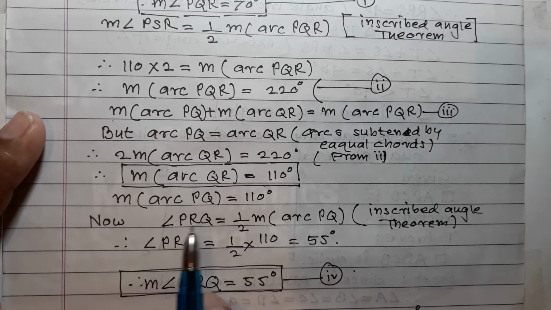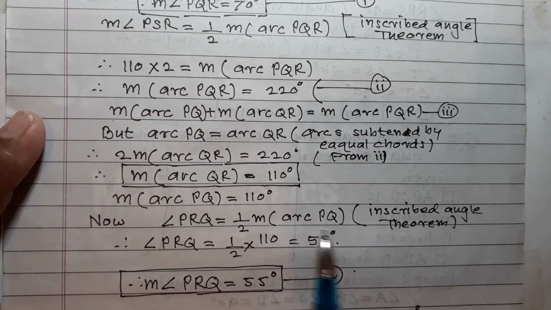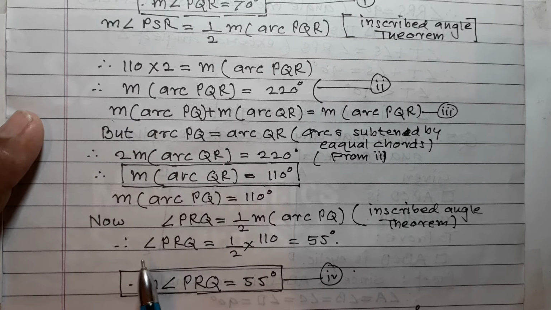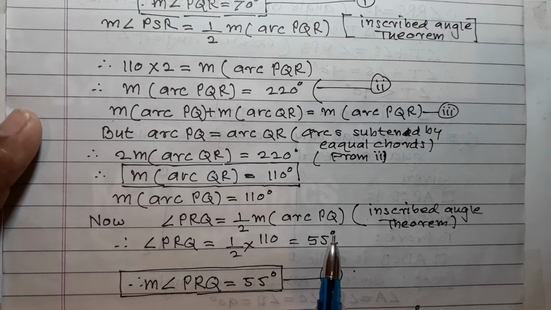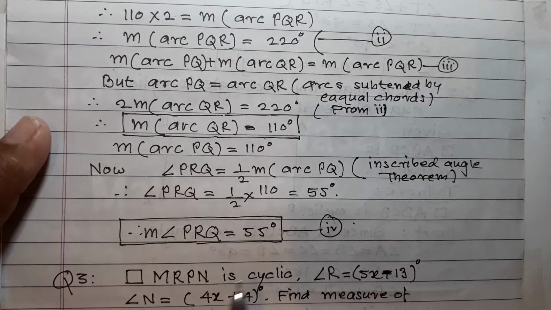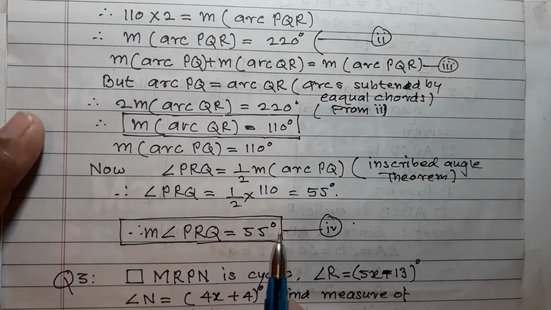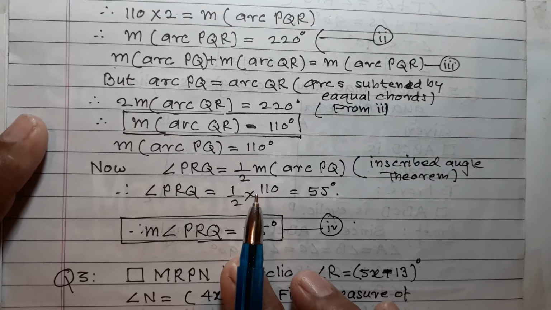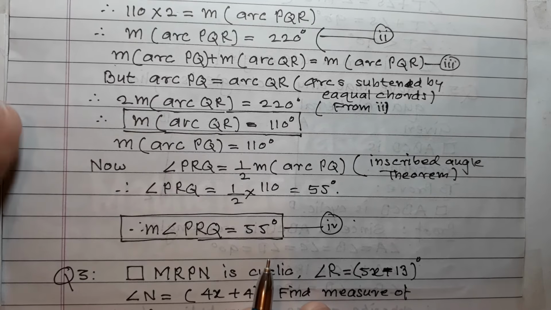Now angle PRQ is equal to 1 upon 2 arc PQ, by the inscribed angle theorem, and therefore angle PRQ is equal to 1 upon 2 into 110, which gives you 55, and therefore angle PRQ is equal to 55 degrees. Okay. Now this is a slightly lengthy question. Go through this question again so that you understand.